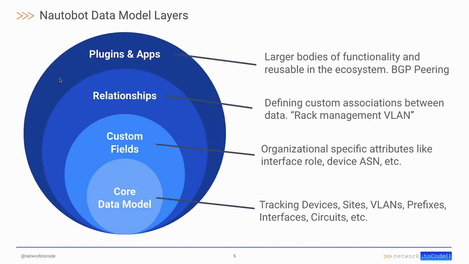So when we think about Nautobot's data model and how it is flexible, it's really a series of layers. At the very center, we've got the core data model. Like I mentioned, if you install Nautobot, this is what you're going to get out of the box. It's going to be things like devices, tracking sites or regions, VLANs, prefixes, all the types of stuff that, as a network practitioner, are going to be quite obvious, right?